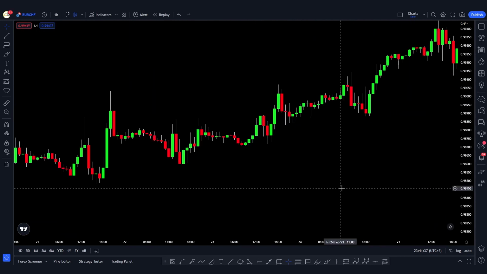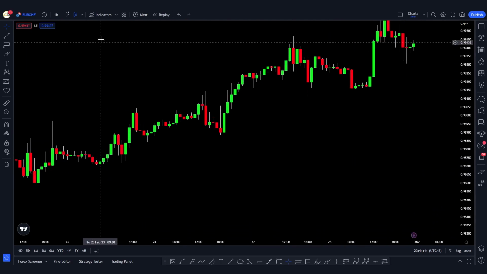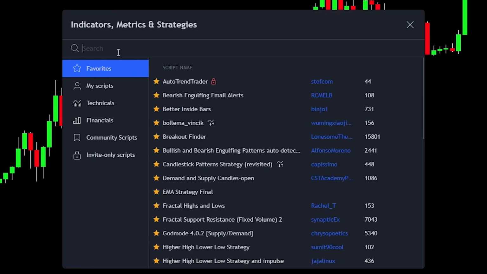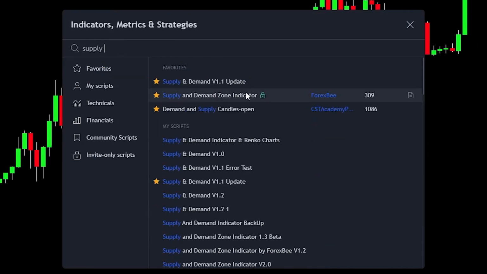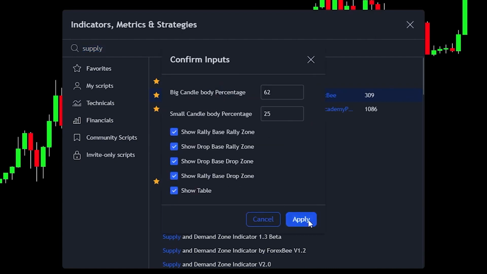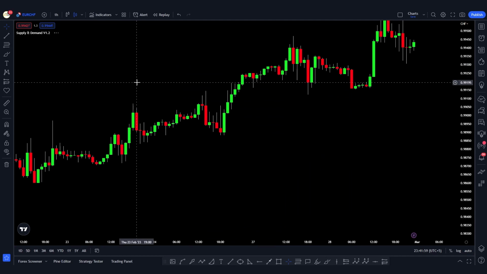Now let's talk about the indicator that is in the first place in my indicator list, and this indicator is the supply and demand indicator created by ForexB. So we can go ahead and search for supply and demand indicator, and it is created by ForexB. It is a premium indicator, but it gives a lot of pinpoint entries and a high risk to reward ratio. So let me just hit apply, and this indicator will be applied to the chart.